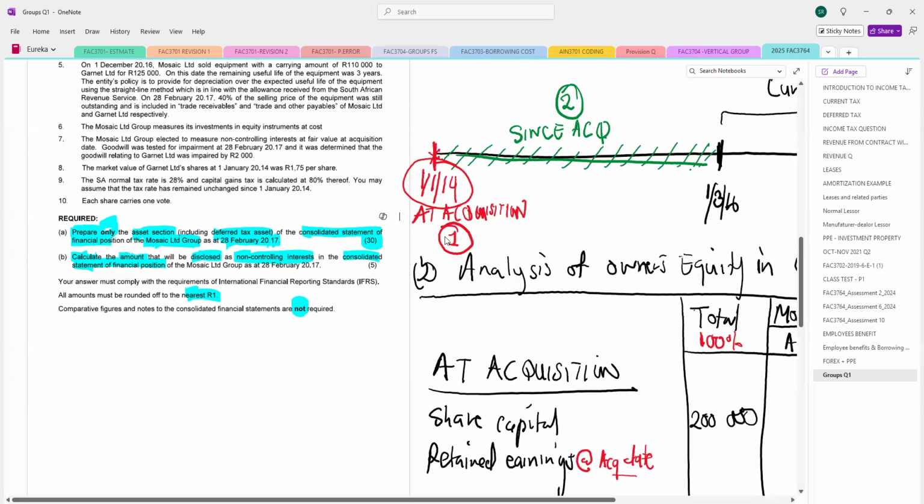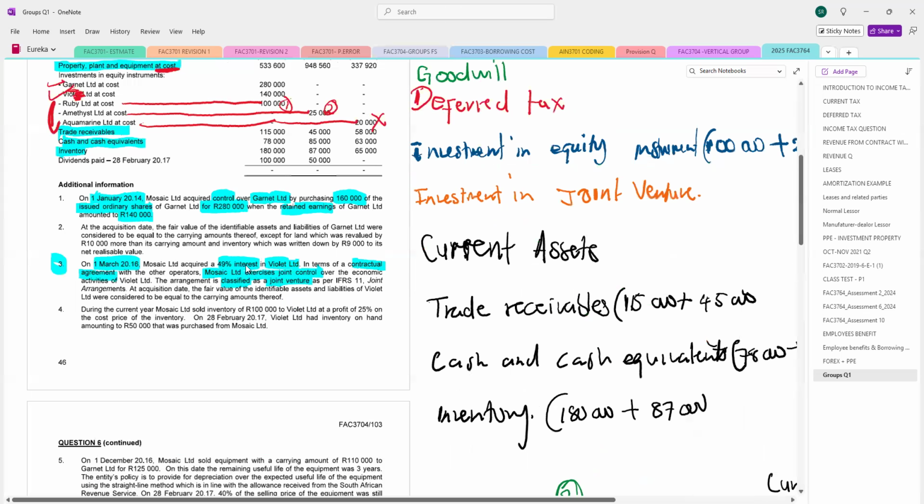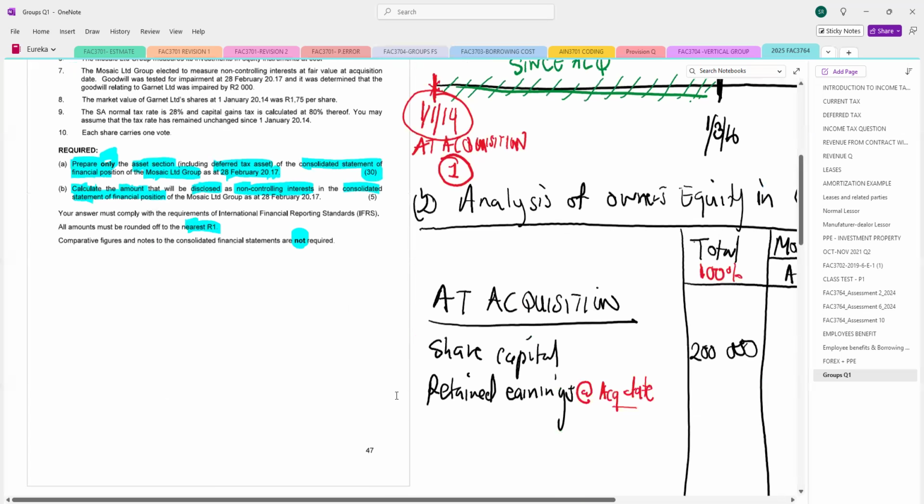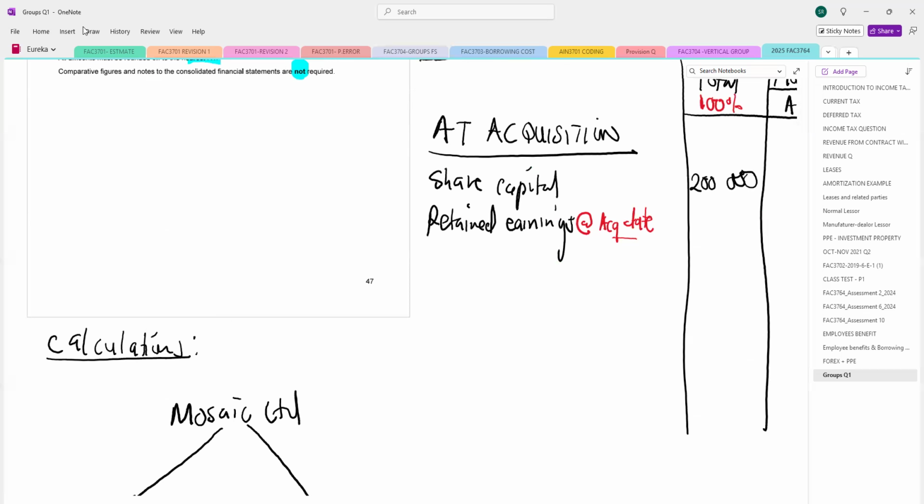I hope it makes sense, guys. If you are given maybe the balance at the beginning of the year, it means I must work back. How much were the actual retained earnings at the date that we obtained control? So let's look for that. I'm going back to information 1. It says: on 1 January 2014, Moisec Limited acquired control over Garnet by purchasing 160,000 of the issued ordinary shares of Garnet for 280. That's my investment amount. Then it says, when the retained earnings of Garnet Limited amounted to 140. This is the retained earnings on this date, that's the one I'm interested in. So on 1st January 2014, my retained earnings was 140. So I'll put my 140 here.